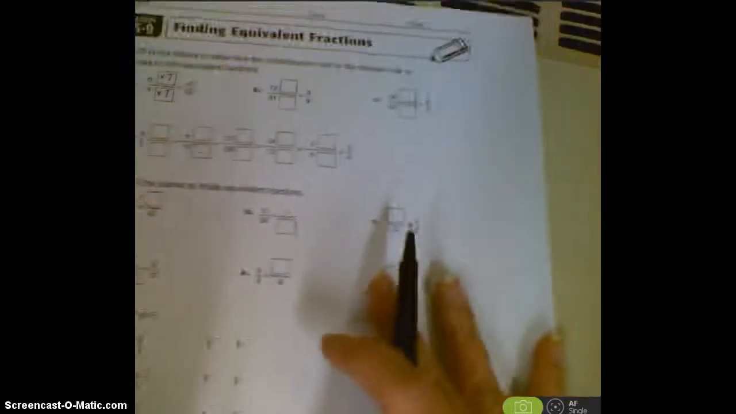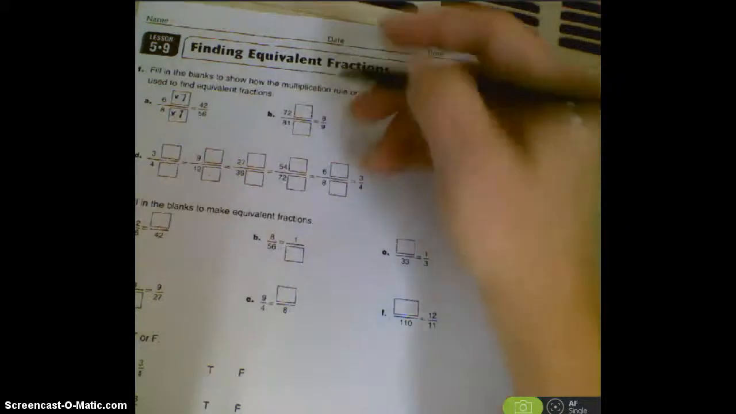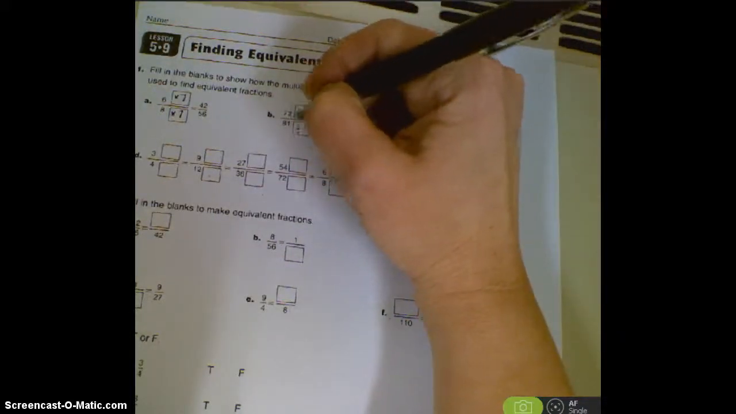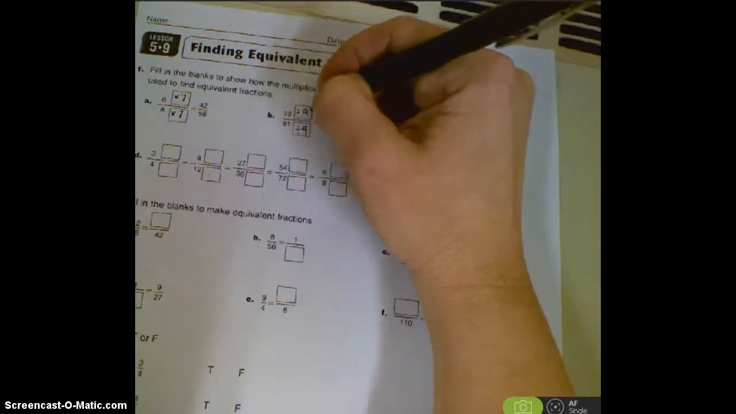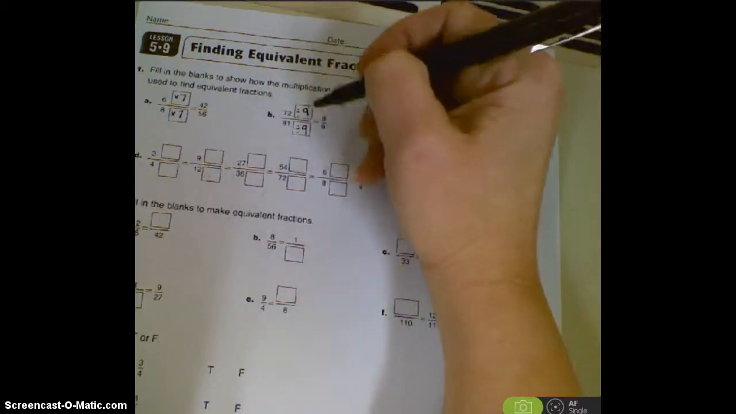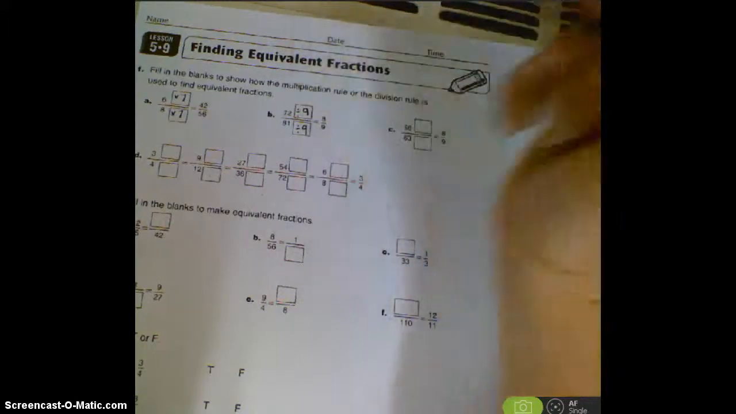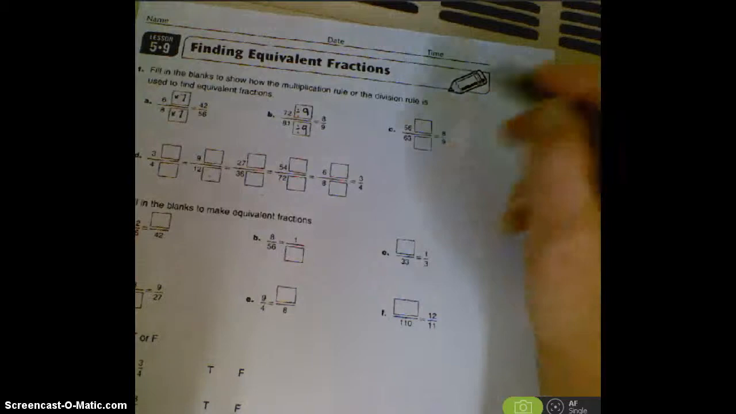We're cutting them more. This one, our number is getting smaller, so we know we must be dividing. And 81 divided by 9 is 9, and 72 divided by 9 is 8. Remember, in this box, it needs to be the same number for the top and the bottom. That's that whole identity property thing. We need it to be divided or multiplied by 1, so we get the same thing back.